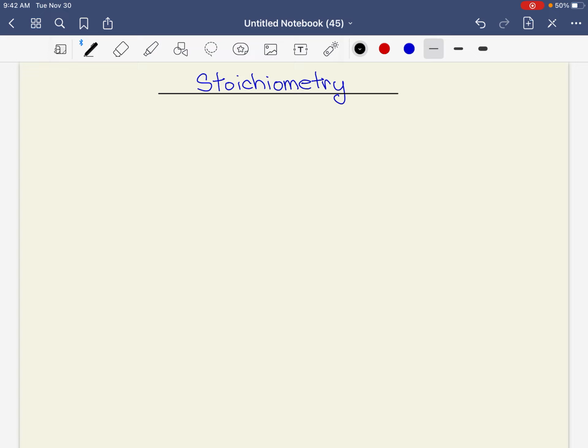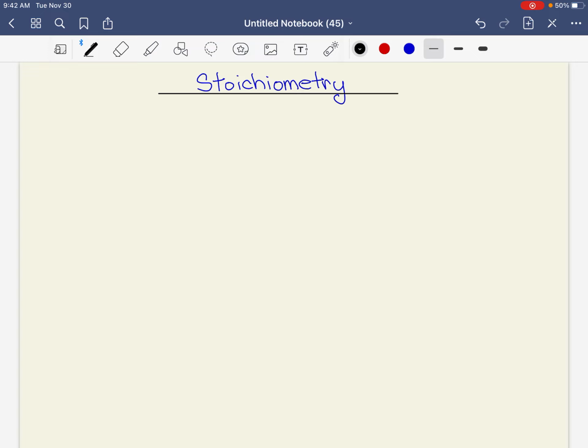What is that? It's actually very simple. All it is: if I give you a certain amount of reactant, can you calculate how much product you are going to get? It's very easy. All you have to do is follow the necessary steps and understand mole ratio. Mole ratio is the key to being successful in stoichiometry. So let's take a look at some examples.